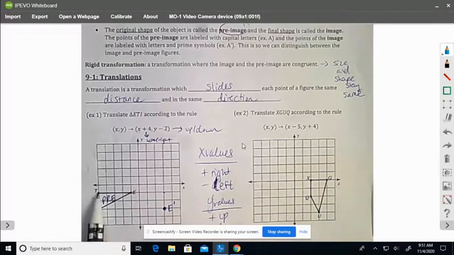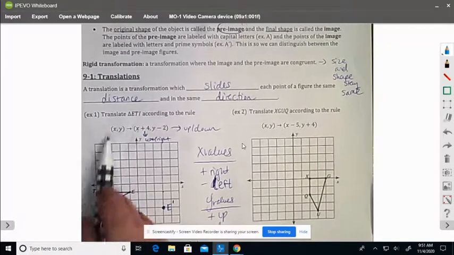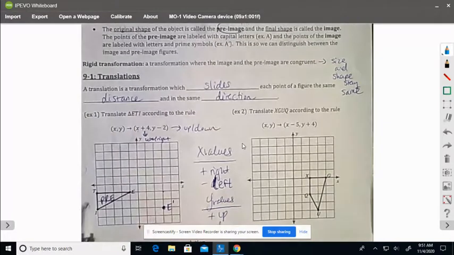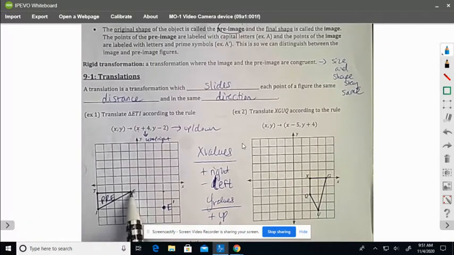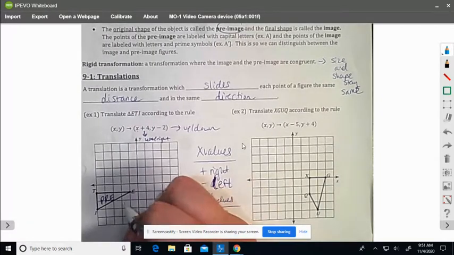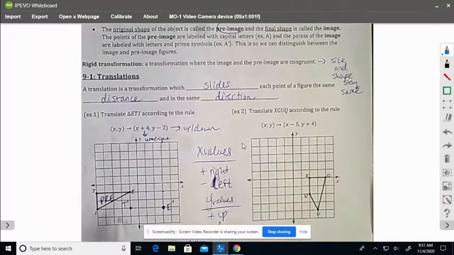Now I'm going to move T the same way. So that's where they're saying move it the same distance and same direction. So T is now going to go to the right 4 and down 2. So my T prime will be here. And then I'm going to do the same thing with I. Right 4, down 2.